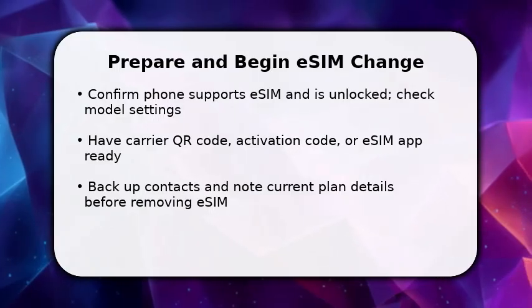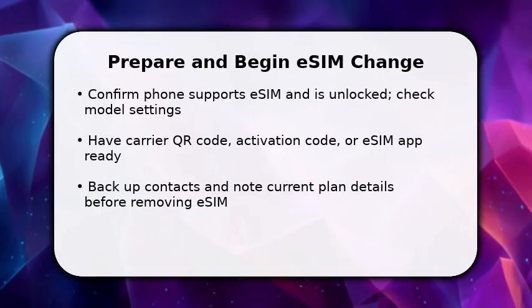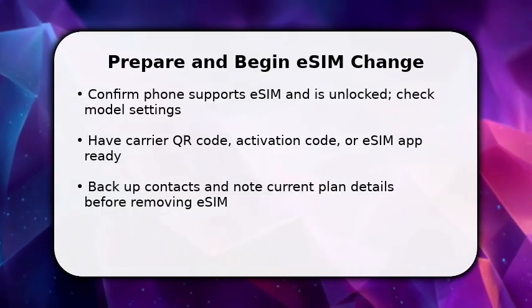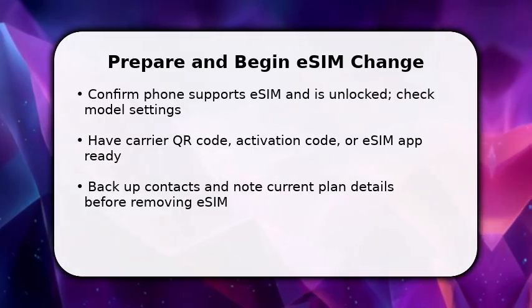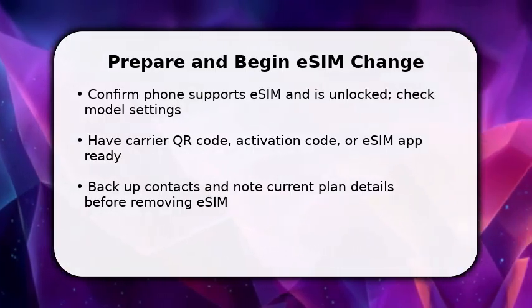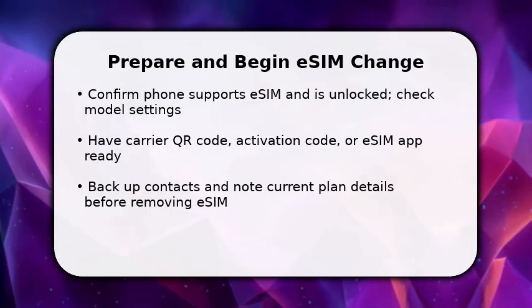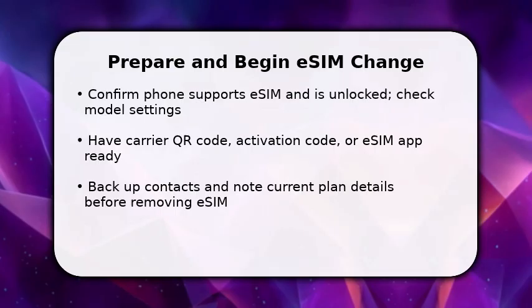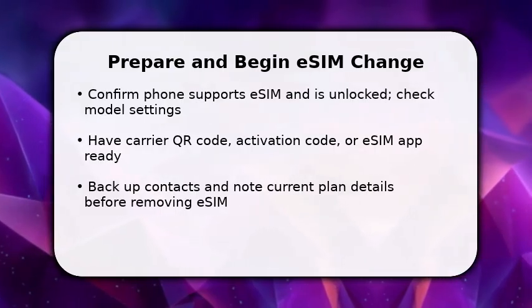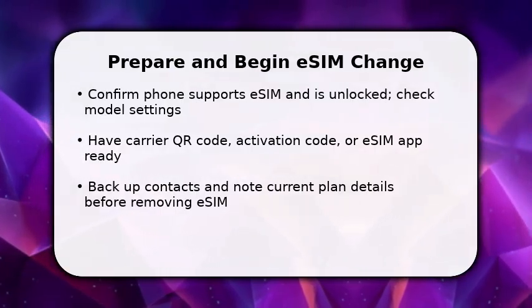You start by verifying your phone supports eSIM and that it's unlocked. This avoids activation failures. Once confirmed, open Settings and navigate to the Cellular or Mobile Plans section. Make sure you have the carrier QR code or activation code on hand or the carrier app installed. Backup contacts and note plan details so you can restore preferences.